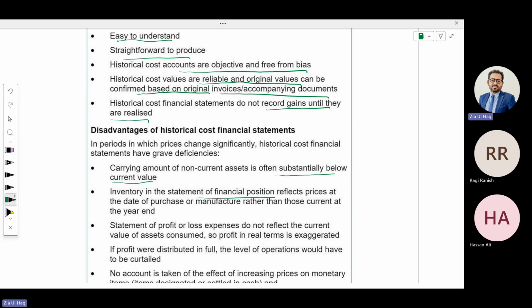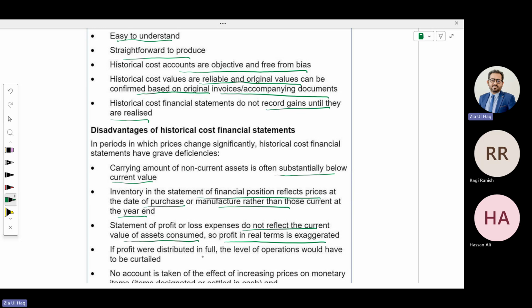Inventory in the statement of financial position reflects the prices at the date of purchase or manufacture rather than those at current year value. Inflation is not incorporated. Statement of profit or loss expenses do not reflect the current value of assets consumed. We are charging depreciation, but maybe we have consumed the asset more. So depreciation could be understated. Through this, we can say profit could be overstated.